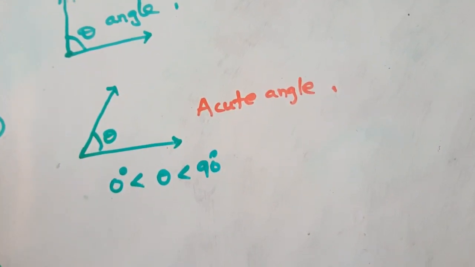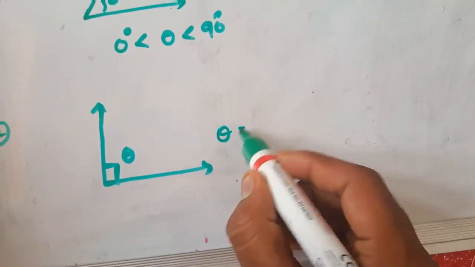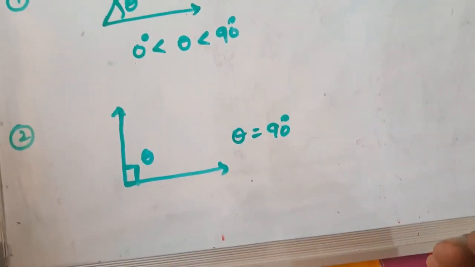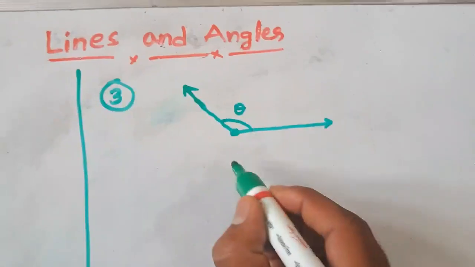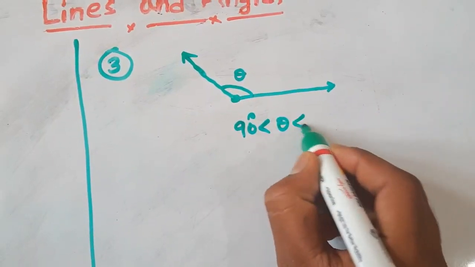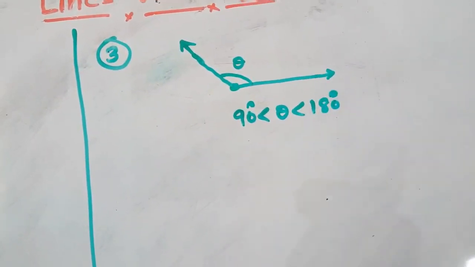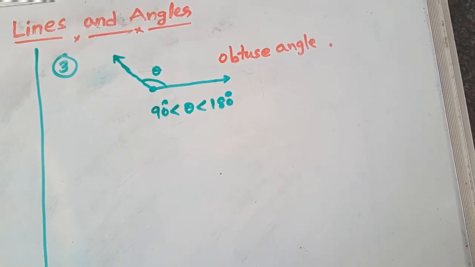Acute angle. If the angle is exactly 90, theta is equal to 90 degrees, then it is called a right angle. If the angle is greater than 90 degrees and less than 180 degrees, then we call it an obtuse angle.